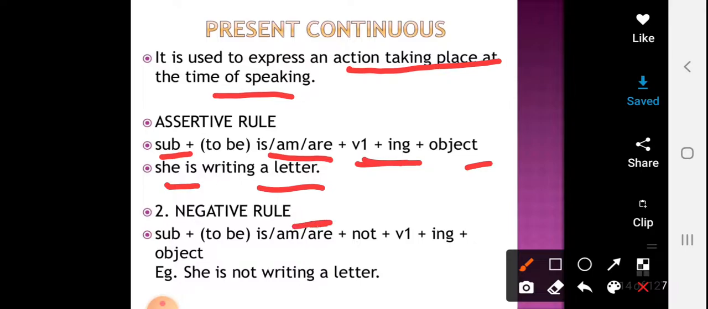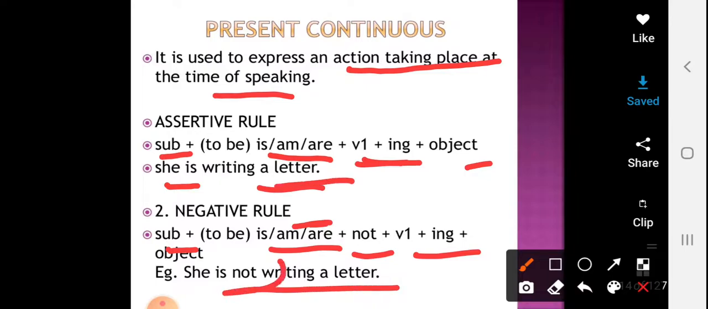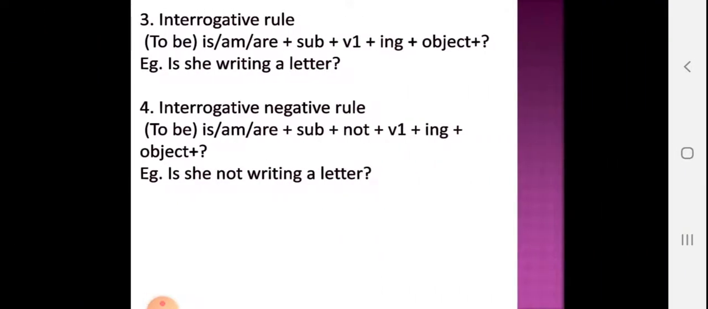When we convert these kinds of sentences into negative form, we add not after the helping verb. The rule is subject, is/am/are, plus not, then the ing form of the verb and the object. She is writing a letter, she is not writing a letter. We added not after the helping verb is.